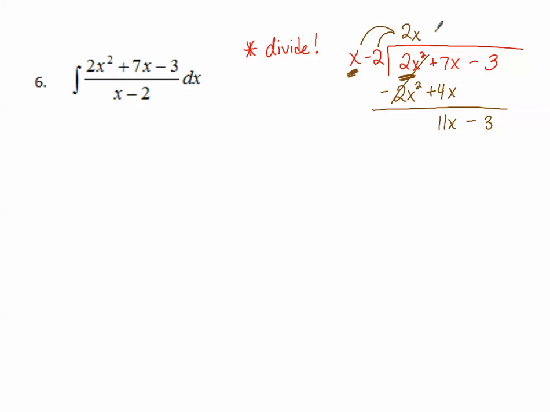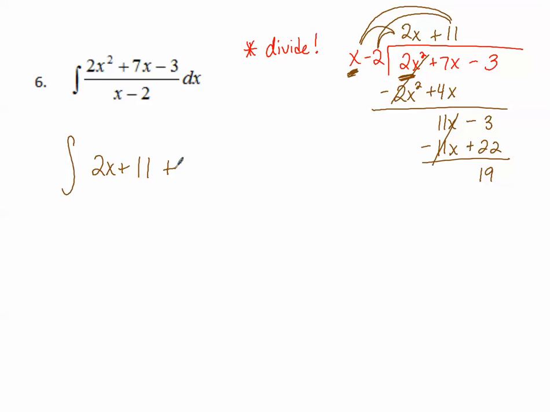X into 11x makes positive 11. How do I know that? Because 11 times x is 11x. 11 times negative 2, negative 22. Now I subtract. Minus a negative is plus. Those are gone. This makes 19, and 19 can't be divided by x. So what does that mean for my new integral? Instead of this, I have 2x plus 11 plus the remainder of 19 over the divisor of x minus 2.